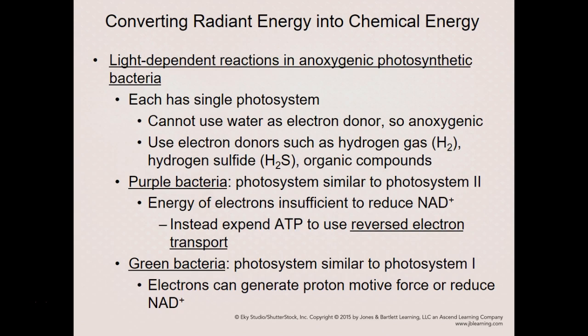Purple bacteria are anaerobic, and they have to use extra energy to reduce NAD or to reduce NADP. In green bacteria, they're also photosynthetic. They have to produce a lot more ATP through the cyclic photophosphorylation so that they can then reduce carbon dioxide to a carbohydrate.